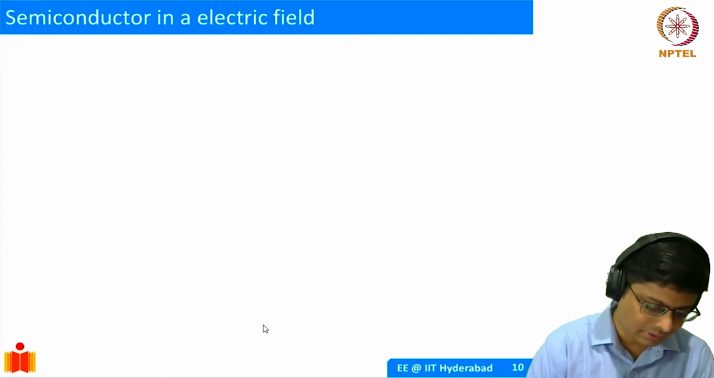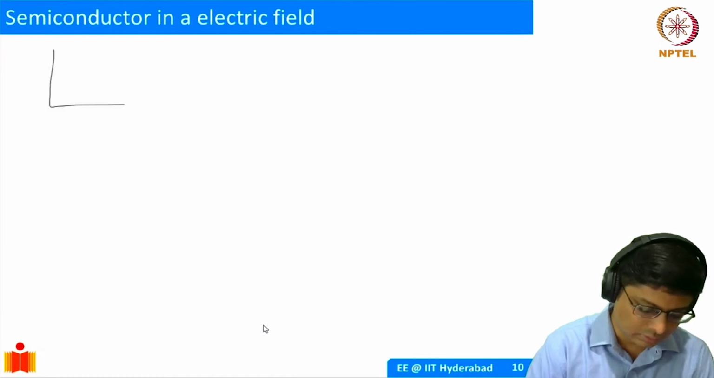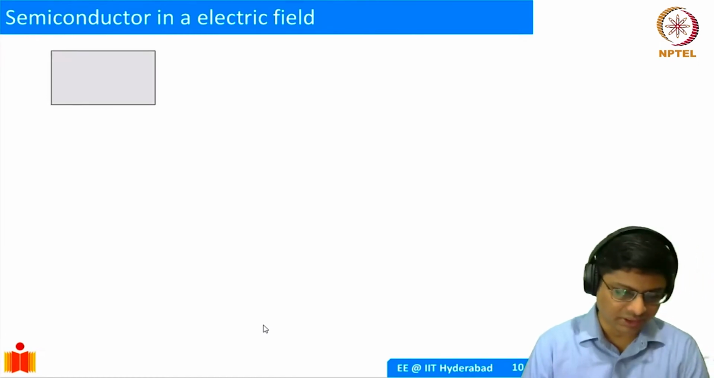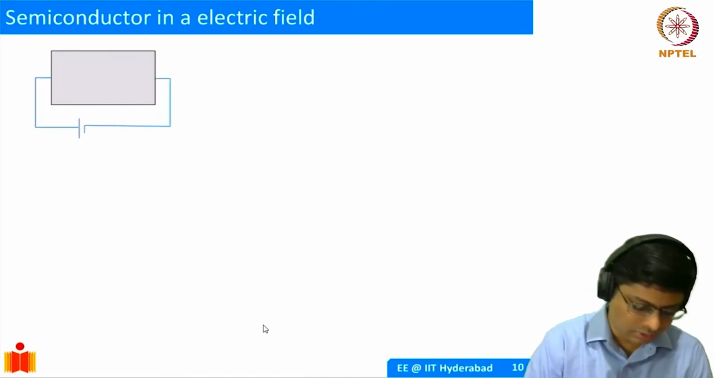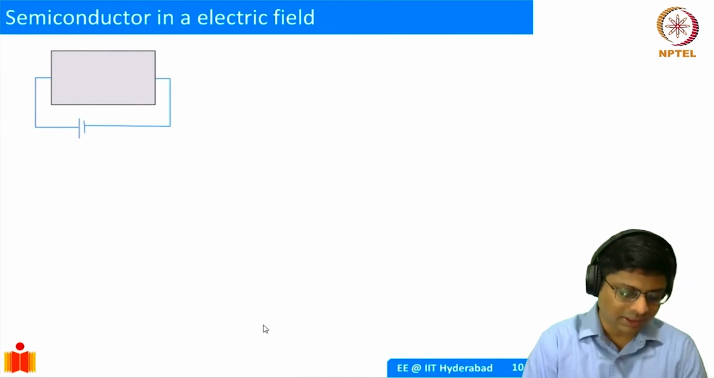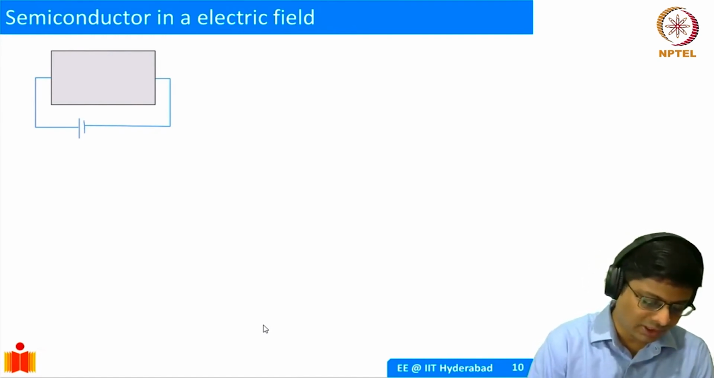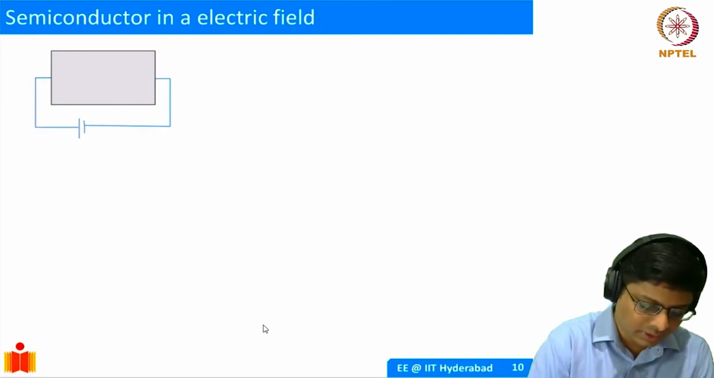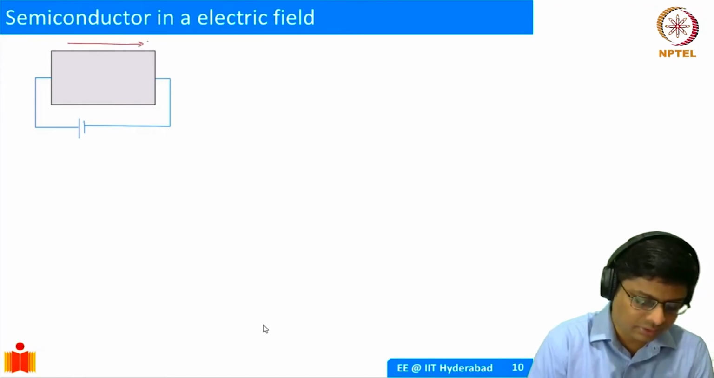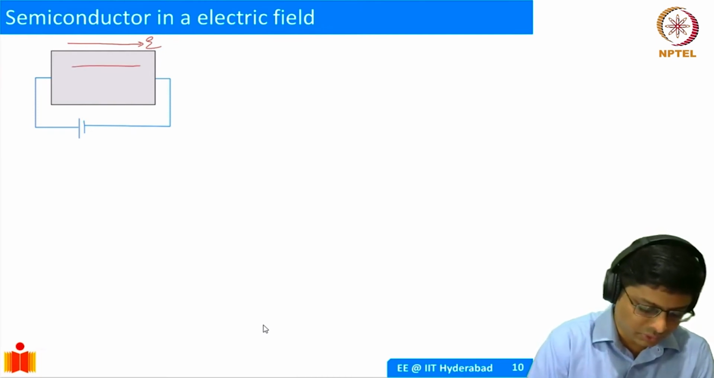So let's say I take a piece of semiconductor. I apply a certain voltage to it. And then what happens? We said already that there's going to be the drift, right? We have talked about this already. So the field in the semiconductor is going to be in this direction. And so if the field is in this direction, the holes are going to move in the positive x direction, and electrons are going to move in the negative x direction.